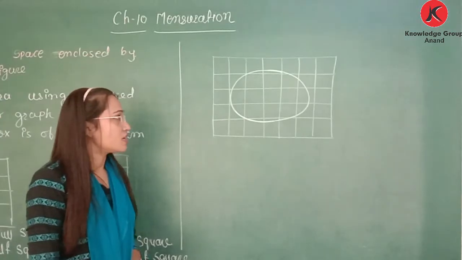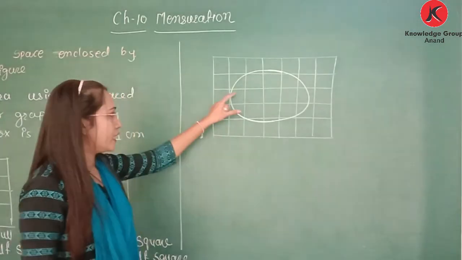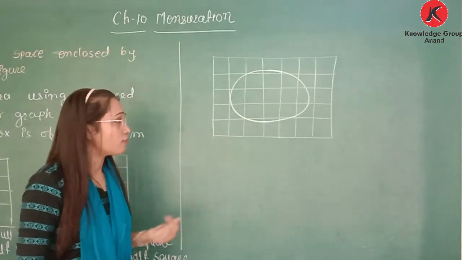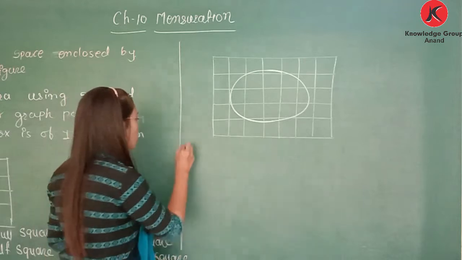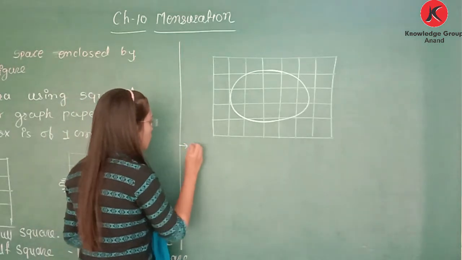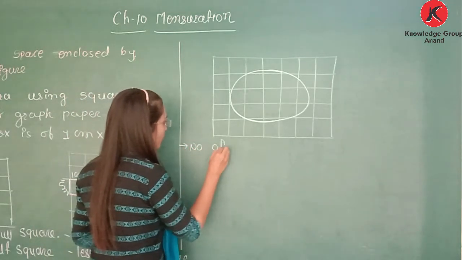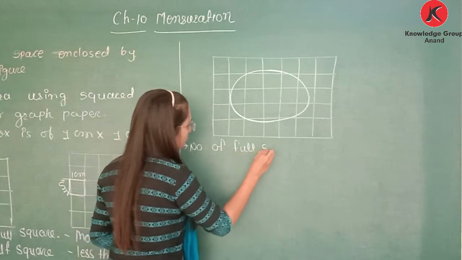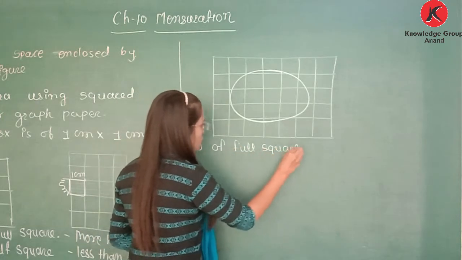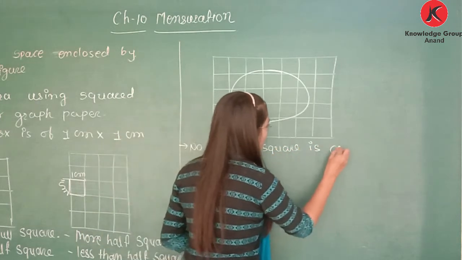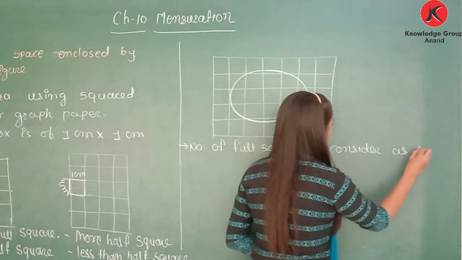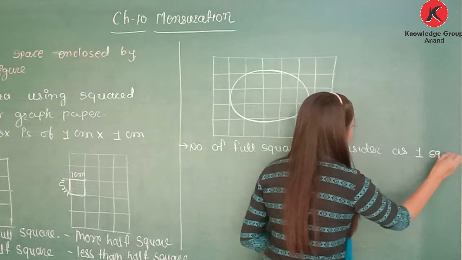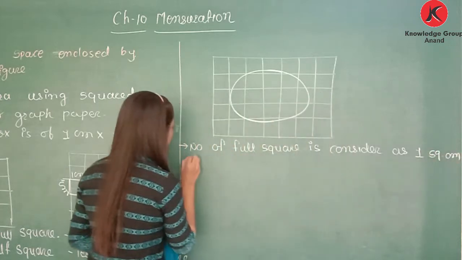So let's consider one example in which we need to find the area of this object. It is kind of an oval shape. So first of all, find the number of full squares. The number of full squares is considered as 1 square centimeter for each.